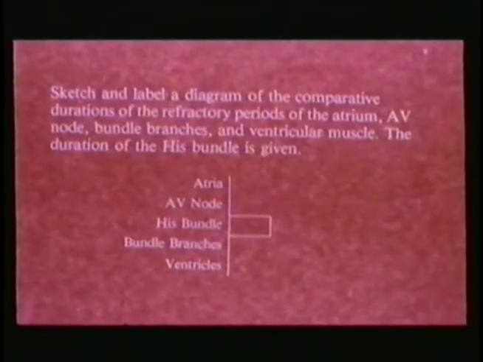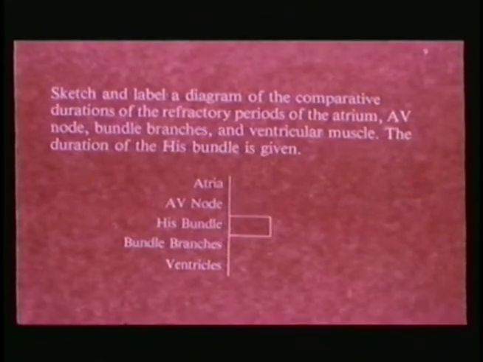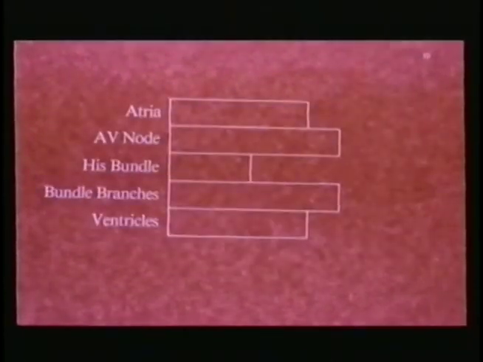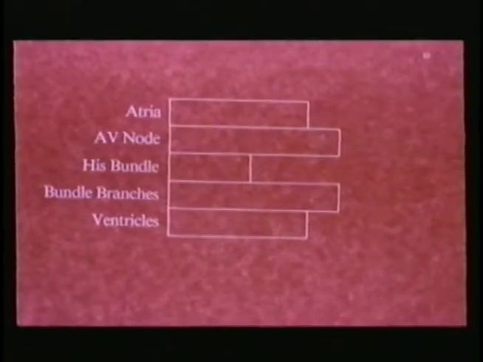9. Sketch and label a diagram of the comparative durations of the refractory periods of the atrium, AV node, bundle branches, and ventricular muscle. The duration of the His bundle is given. 10. These are the comparative refractory periods. Note the alternating durations between contiguous tissues.